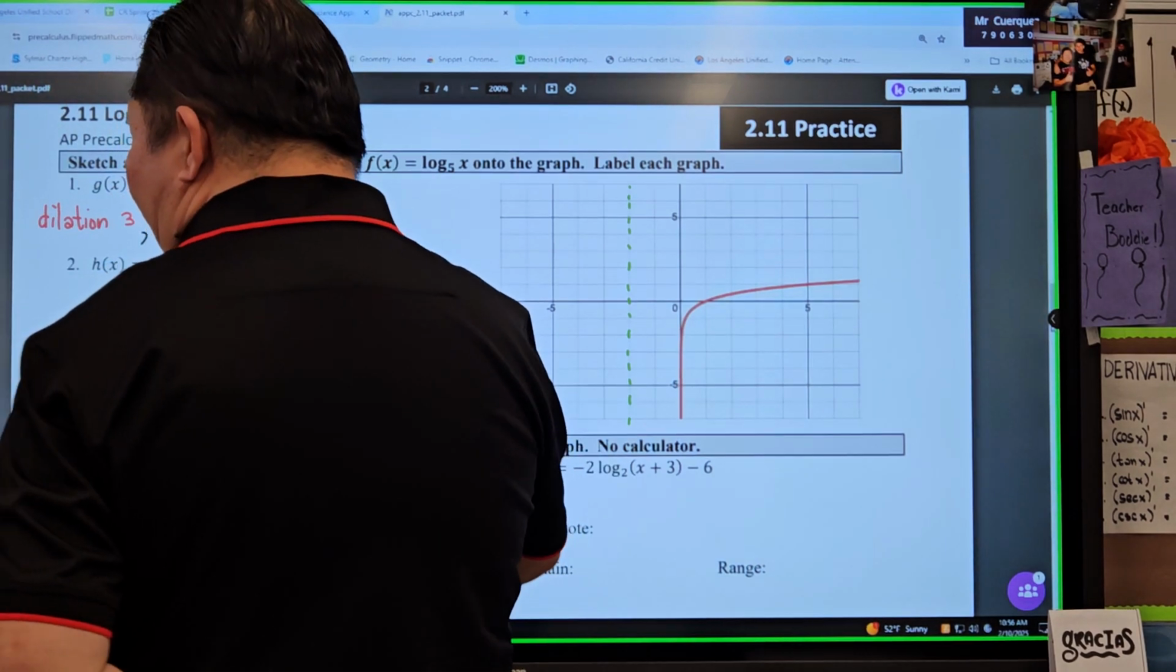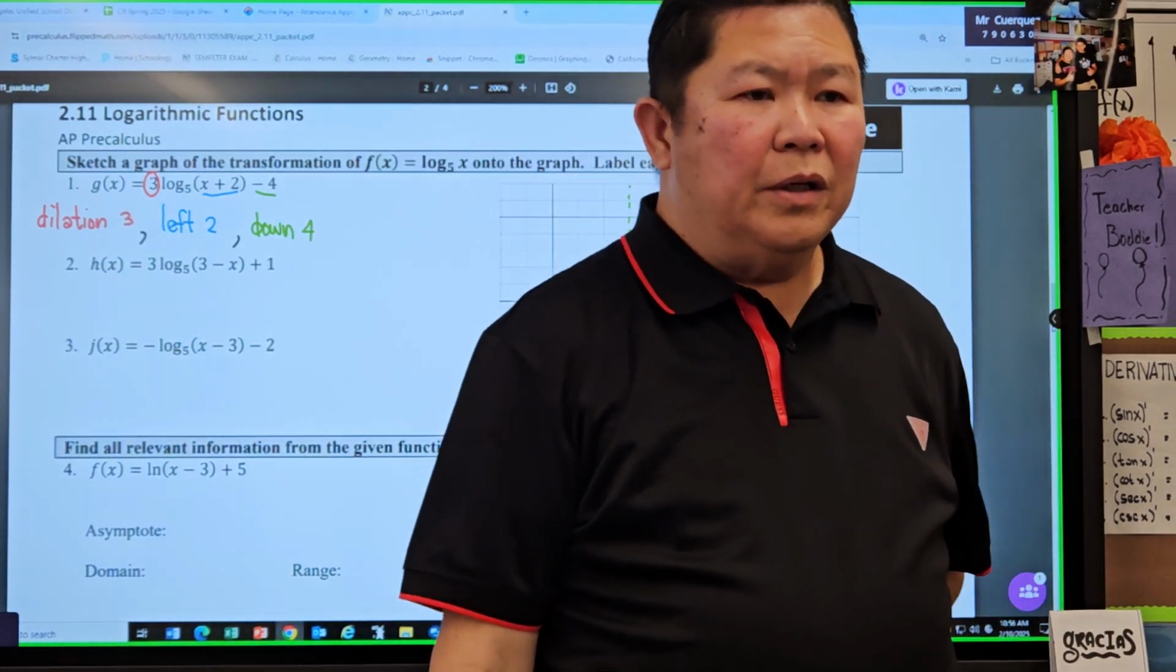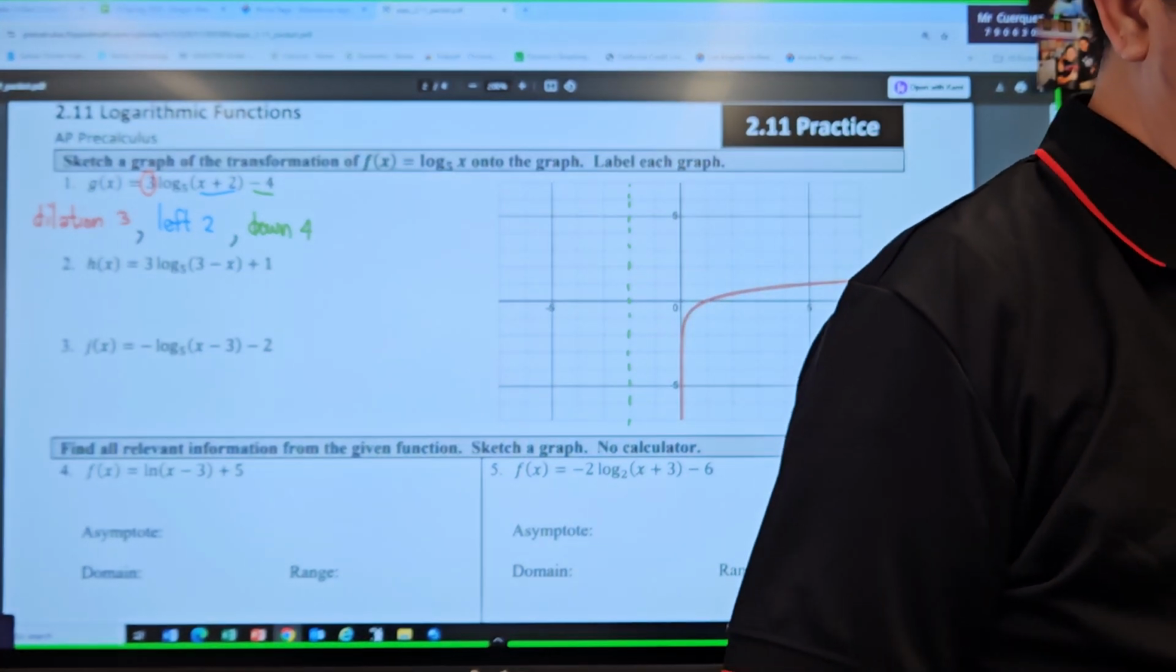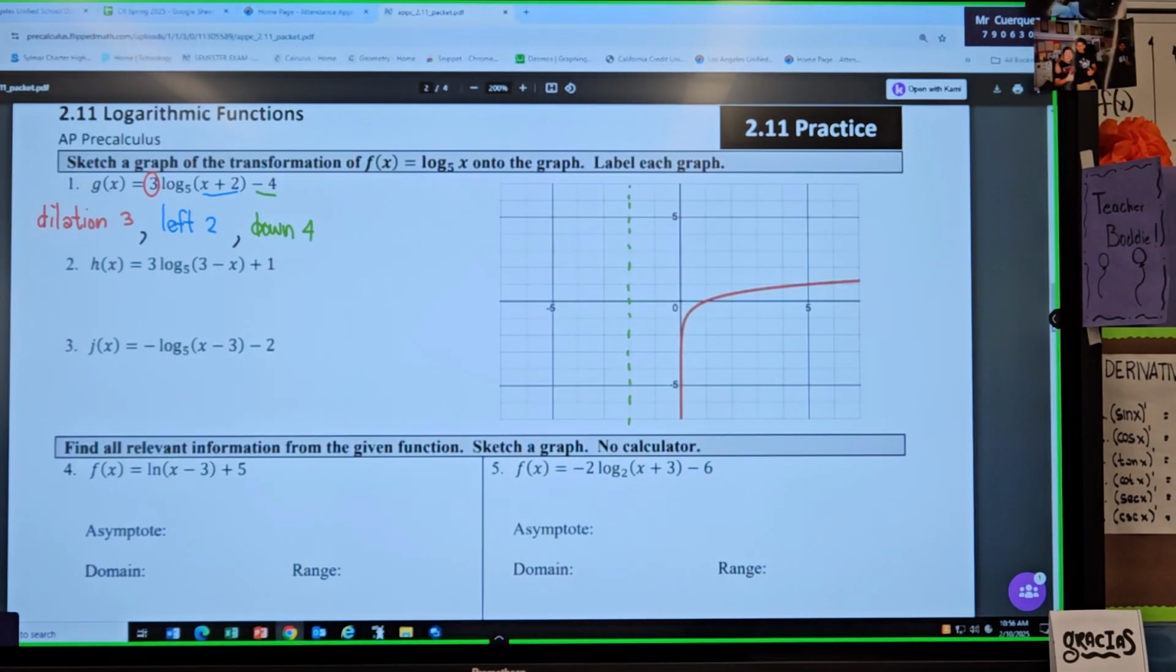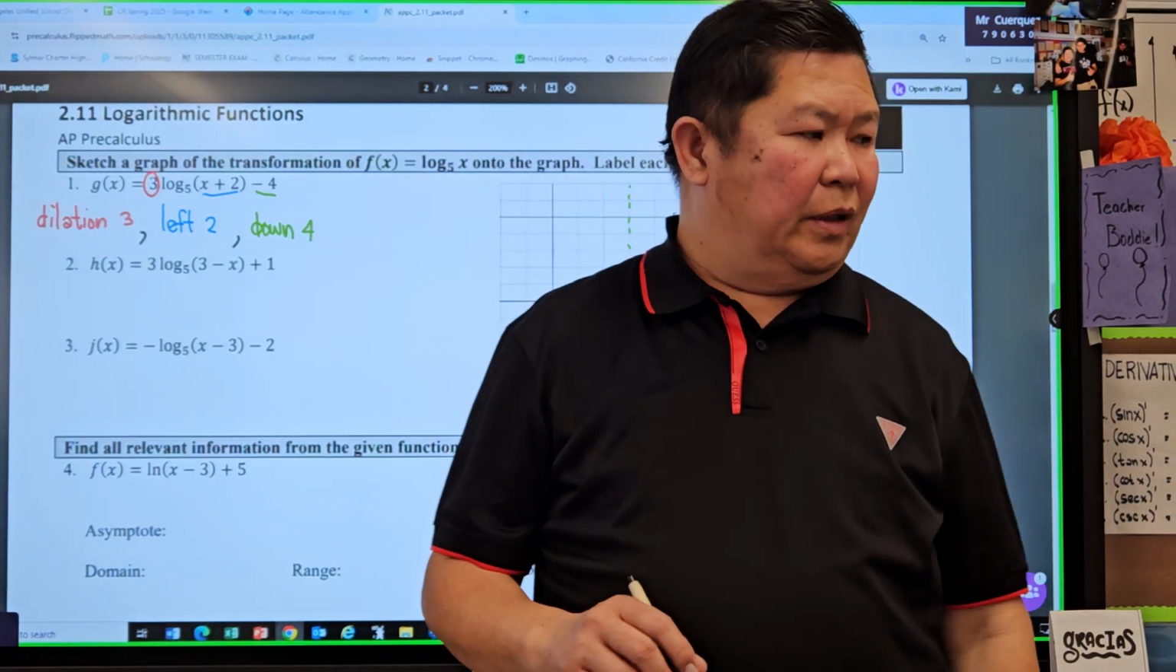Again, to type the base in Desmos, which is 5, just go shift or control underscore, right? Control underscore, and that gives you the base, whatever base you want. But in the meantime, the base of this is 5.